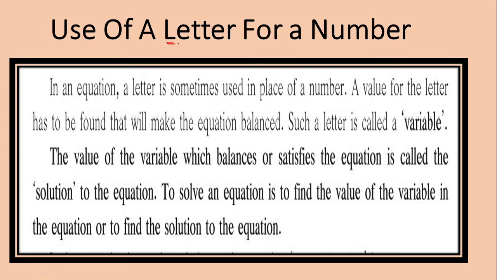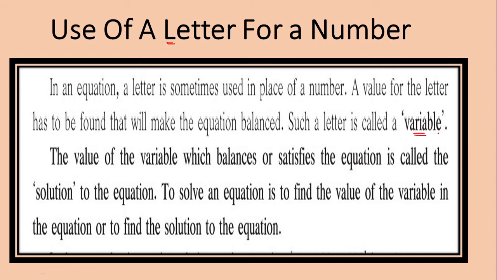In an equation, a letter is sometimes used in place of a number, and that's what I clarified now. When we don't know a particular value, like in the case of Jasmine, where we didn't know how much money she had in the beginning, in place of that amount we substitute an alphabet, that is, a letter. Now, a value for the letter has to be found that will make the equation balanced. And such a letter is called a variable.